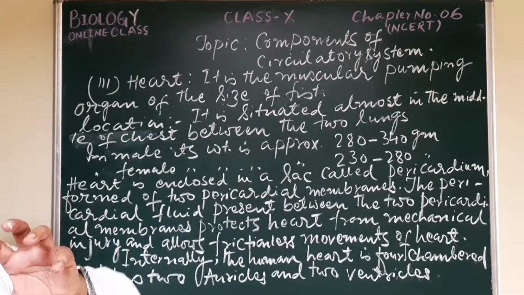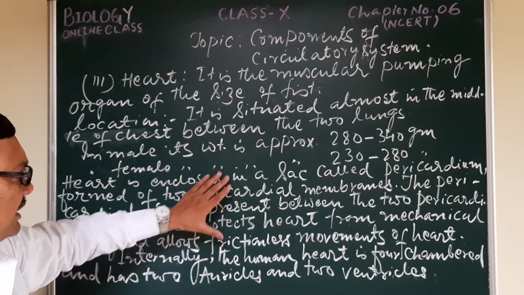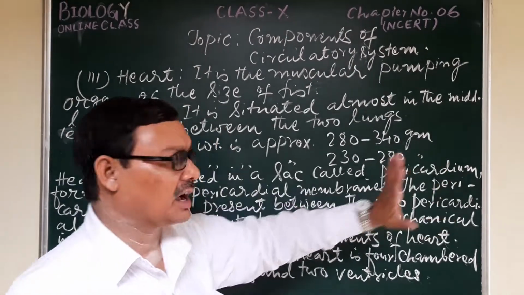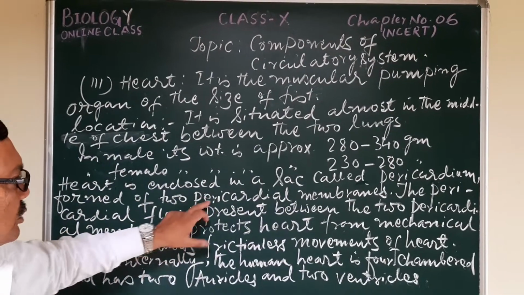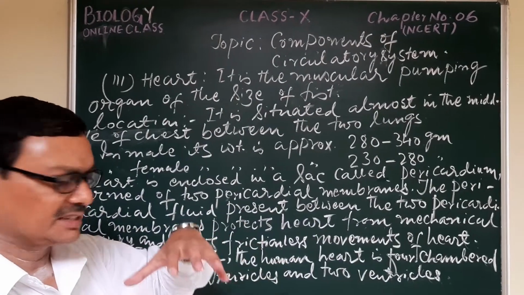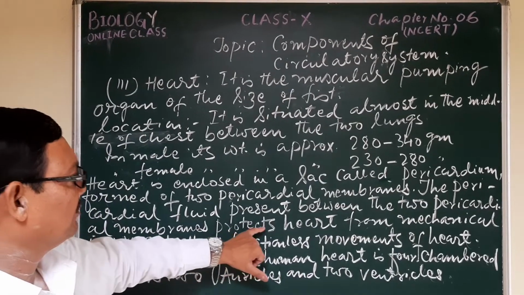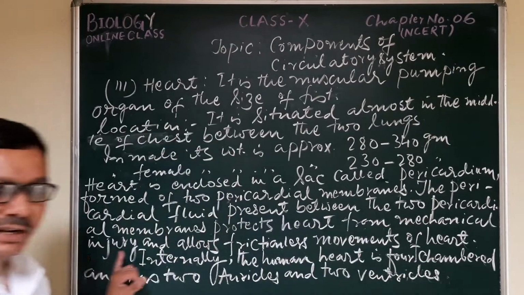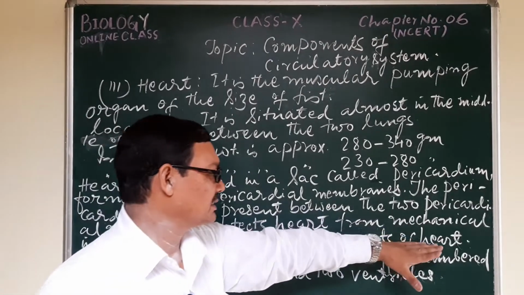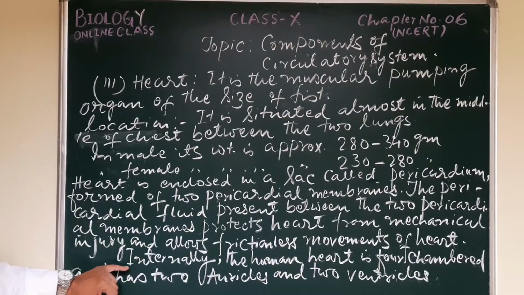In the lungs, you have seen the lungs are covered by the pleura. Similarly here, the entire heart is enclosed in a sac called pericardium, formed of two pericardial membranes. The pericardial fluid present between the two pericardial membranes protects the heart from mechanical injury and allows frictionless movements of the heart. So these are some facts about the heart.